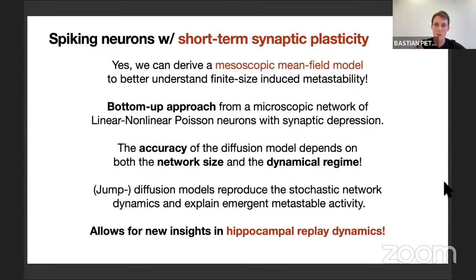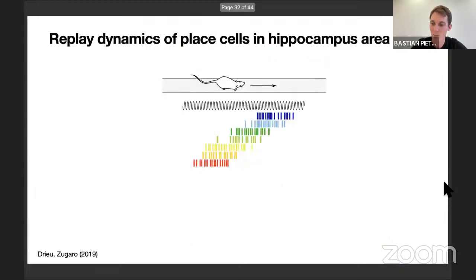So when we have this transition between up and down dynamics, it was important that we really focus on the particular realization of our Poisson output. And as an add-on, this new mesoscopic mean field model allows for new insights into hippocampal replay dynamics, and that's the part that I want to focus on for the last couple of minutes.